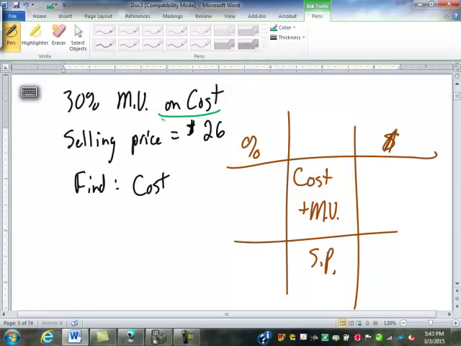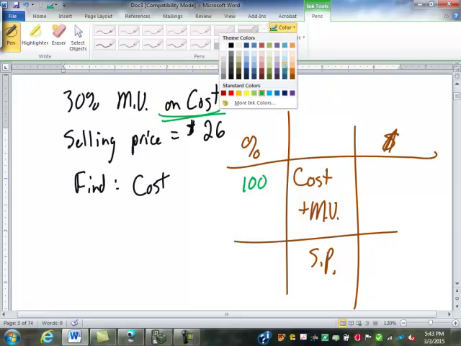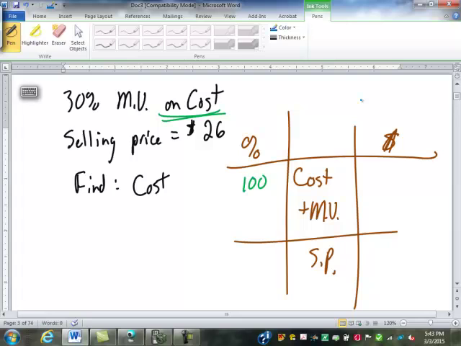Now, this is markup based on cost, so I'm going to stick the 100% in there right now. What else do we know? Selling price is $26, so on the dollar side, we put in 26 for selling price. The markup percentage is 30%, so that goes on the percent markup. So the selling price will be 130. 100 plus 30 is 130. And we are looking for the cost.